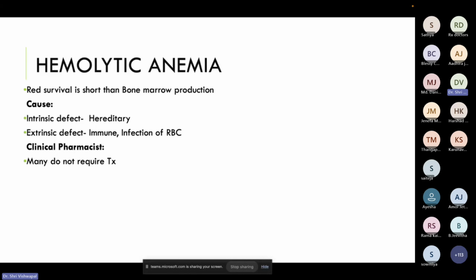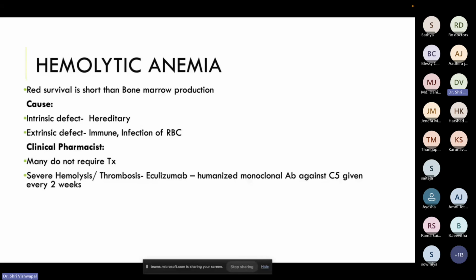Most patients don't need treatment for hemolytic anemia, but in severe cases, eculizumab is given.